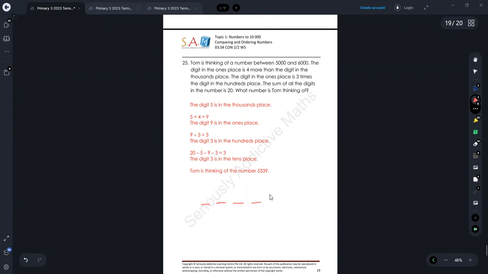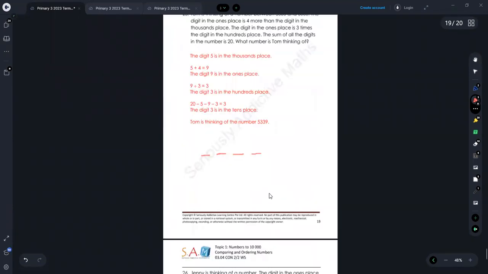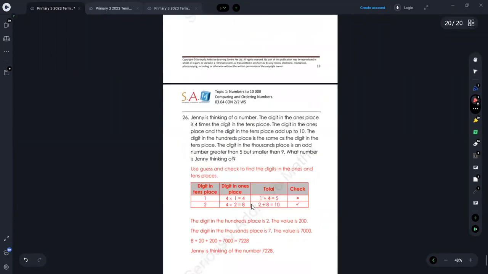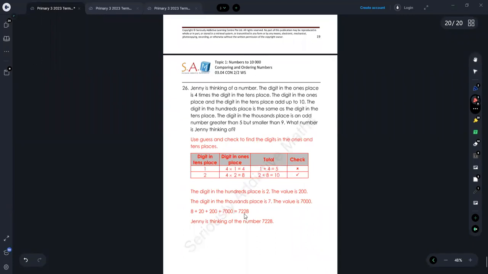So let them try this out, right? Because we don't have a lot of practice questions for them here. All right, so all you need is just guidance, all right? Tell them to start off like that and then to solve it at home. Okay. The other one here is a guess and check method.